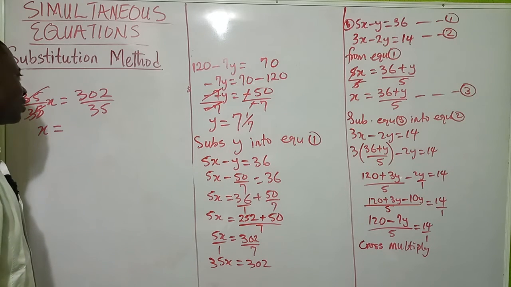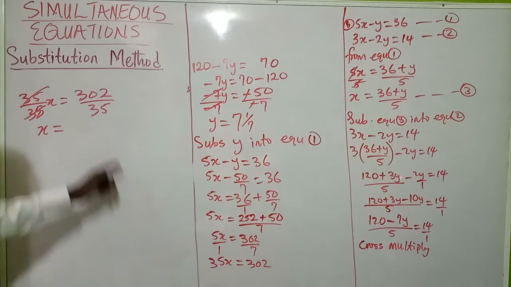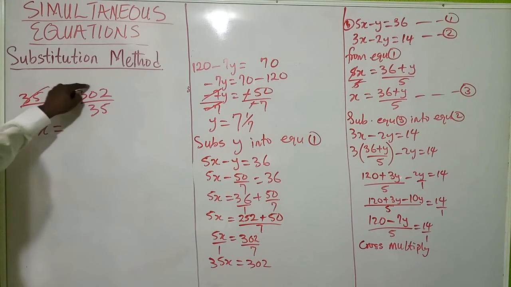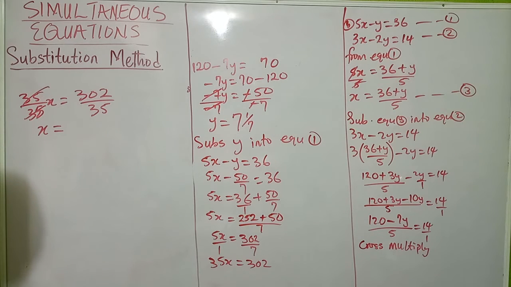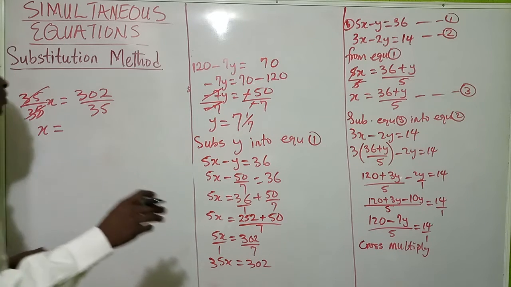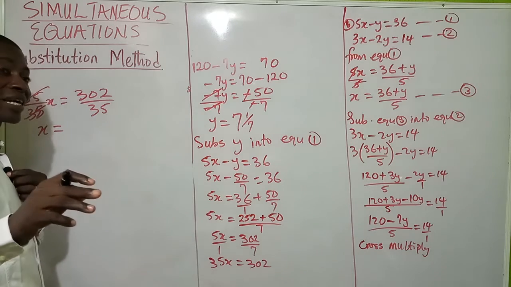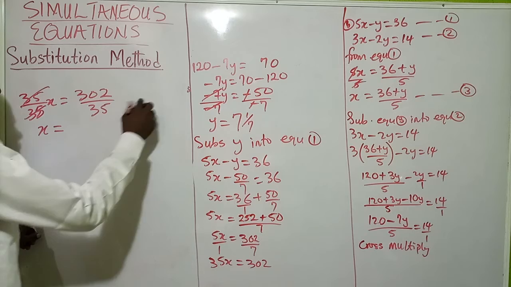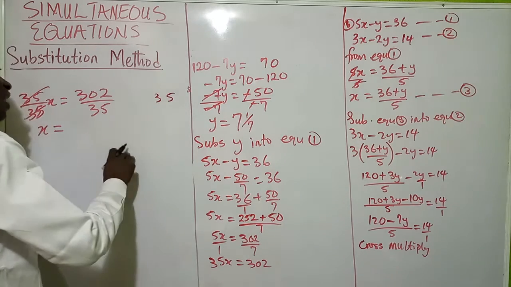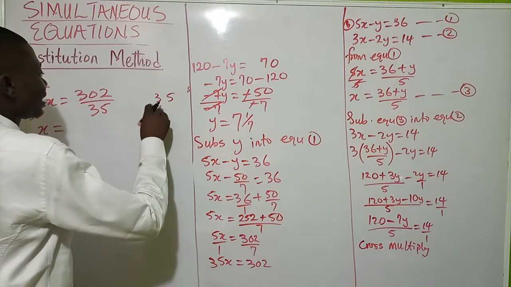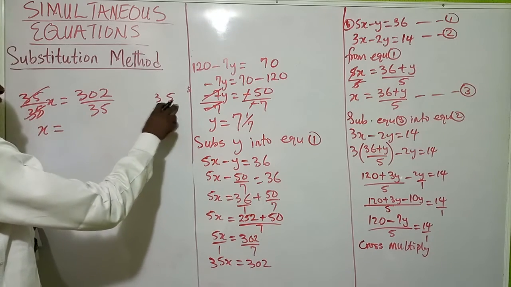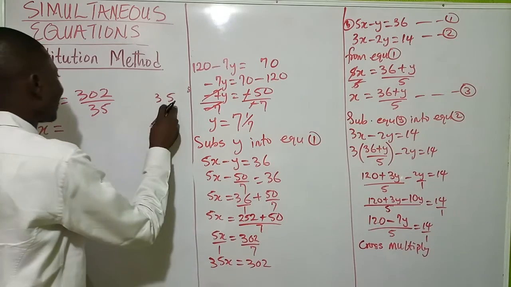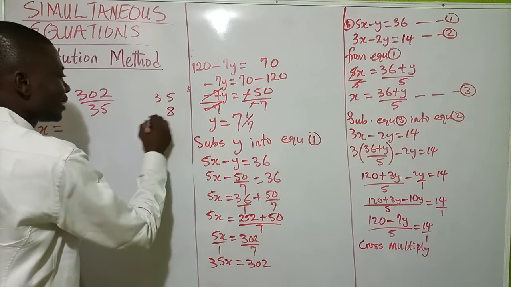So what we're going to do now is ask ourselves, how many 35s do I have in 302? It's very simple. You quickly run your multiplication table. This is 35. If you try 10, that will give you 350, and this is 302. So if you try 9, you see a bit. So let's try 8.